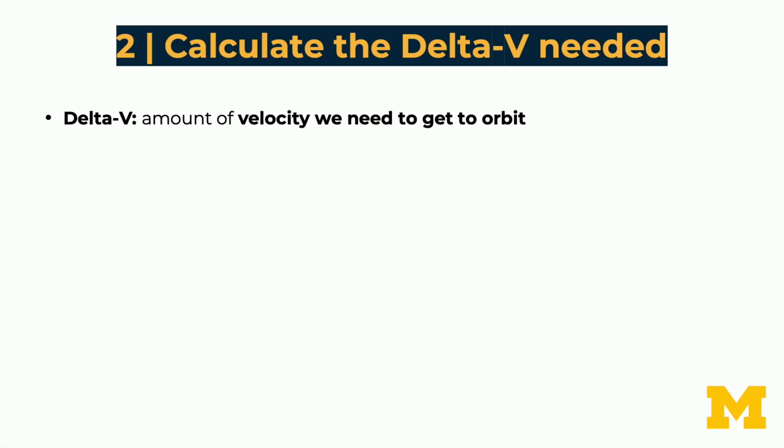So now we need to calculate the delta V that we need. We need to figure out where we want to actually go in our orbit. So the delta V is the amount of velocity we need to actually get to orbit.